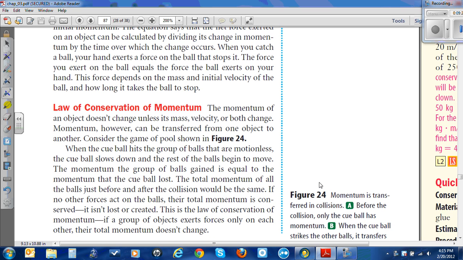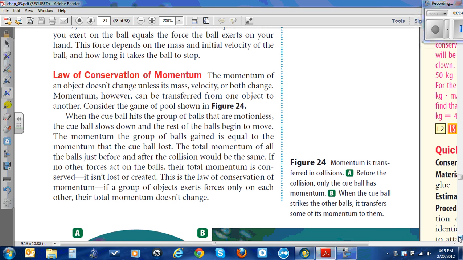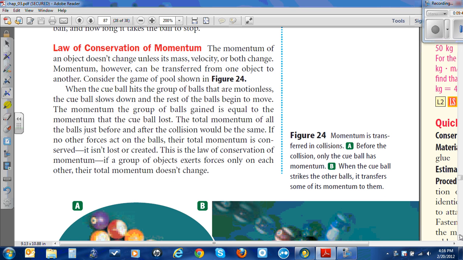The momentum of an object doesn't change unless its mass, velocity, or both change. Momentum, however, can be transferred from one object to another. Consider the game of pool shown in figure 24. When the cue ball hits the group of balls that are motionless, the cue ball slows down and the rest of the balls begin to move. The momentum the group of balls gained is equal to the momentum that the cue ball lost.